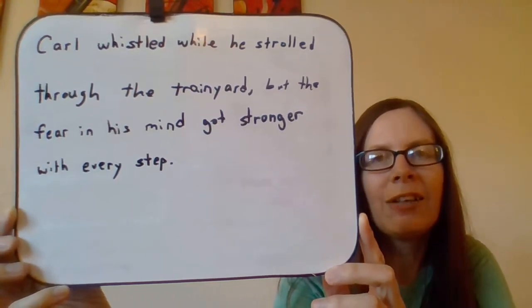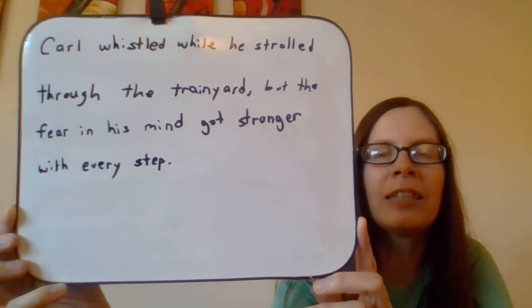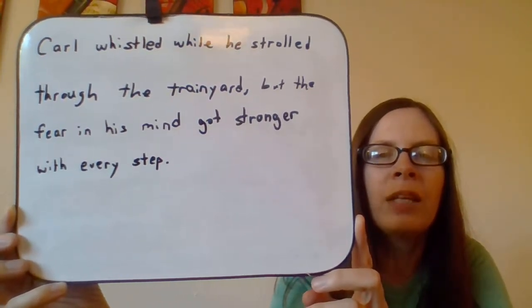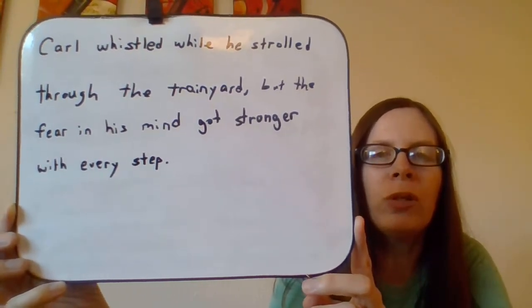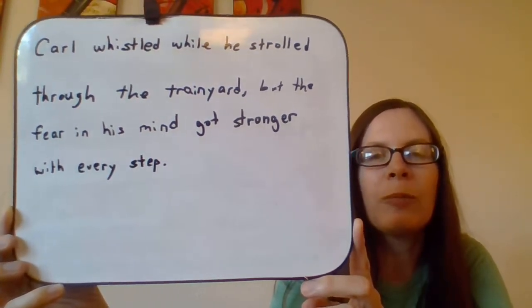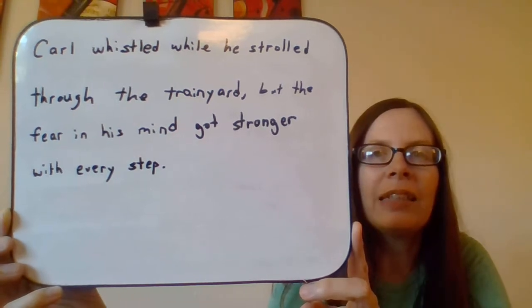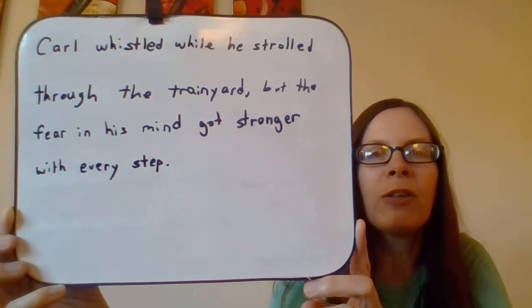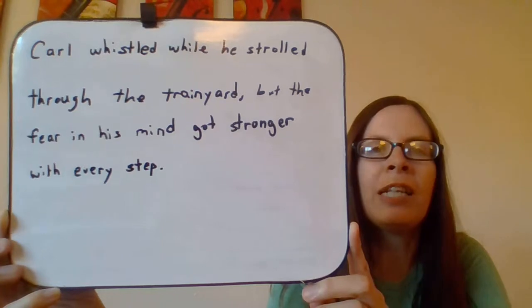Do you guys hear how that one could not stand on its own as a sentence? It starts with a clause starter, while. It has a subject and a verb, he strolled, while he strolled through the train yard. We wouldn't be able to say that as a sentence, but we could say Carl whistled. That is an independent clause. And we could say the fear in his mind grew stronger with every step. That's also an independent clause.